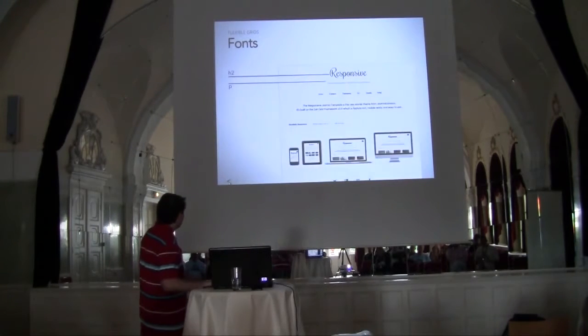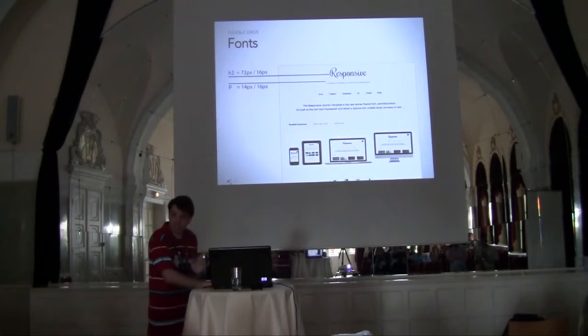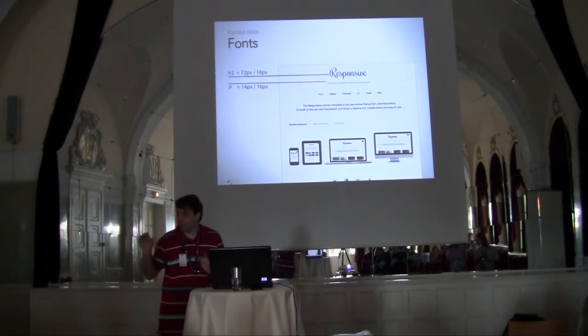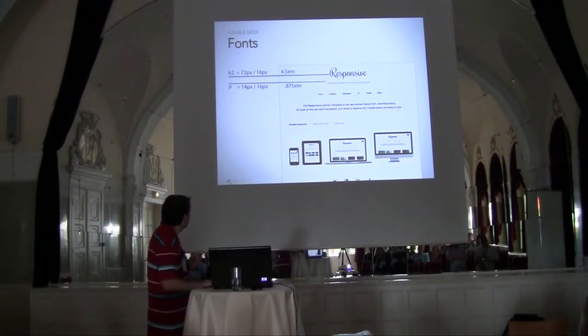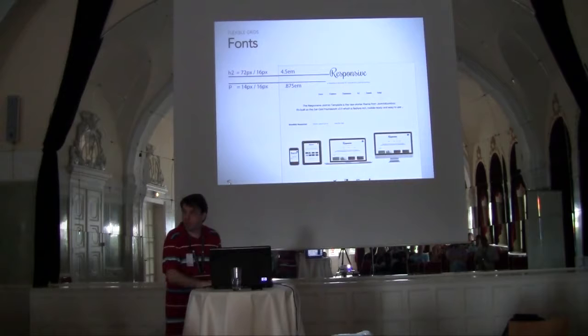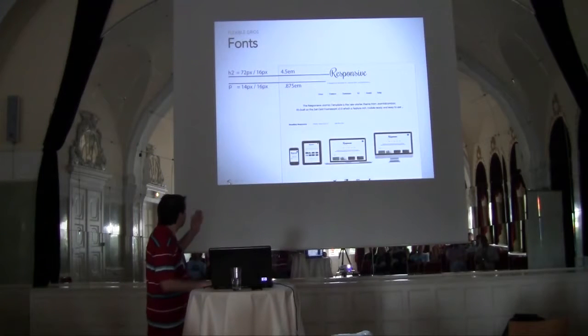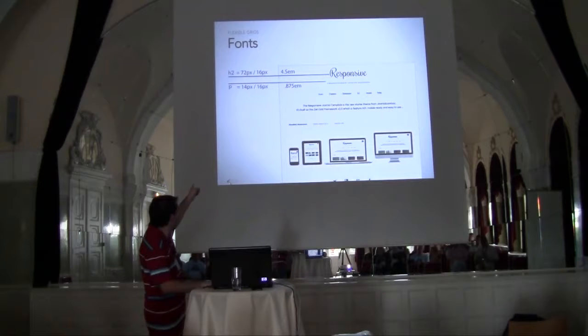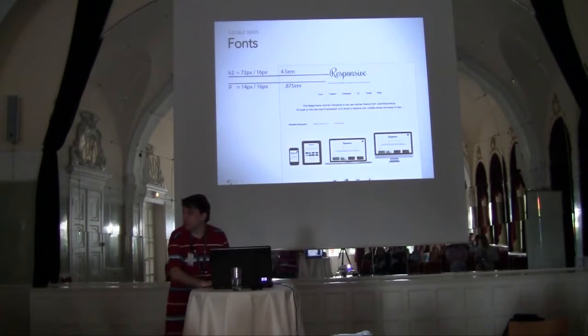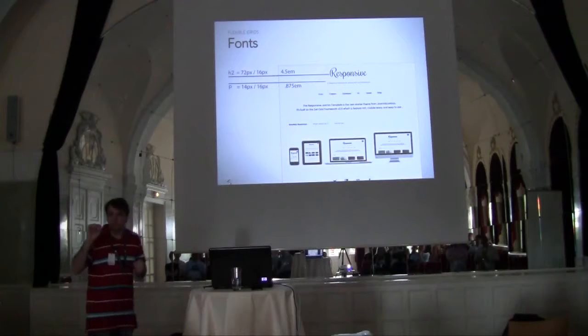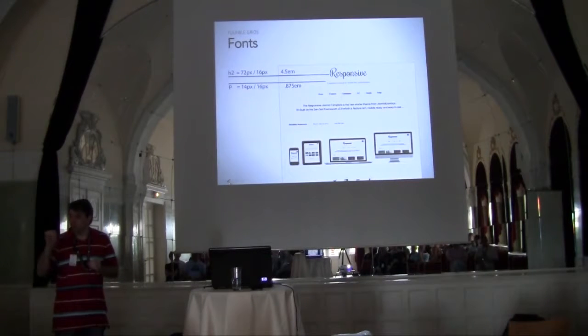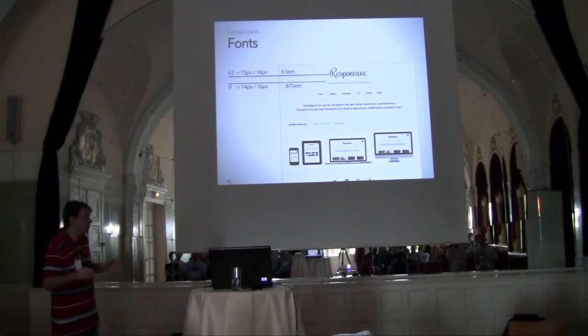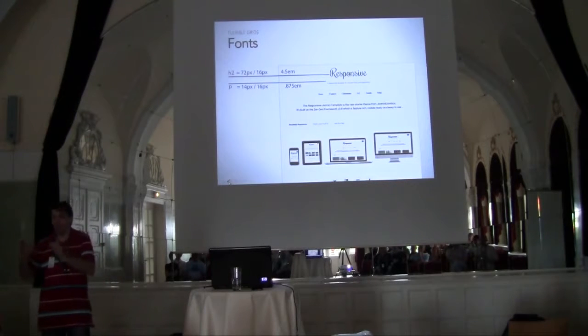How are we going to do that? We have the H2 with 72 pixels, right? So what we do, we divide by 16, which is the main size, and then we have 4.5 EM. Or 0.875 EM, which is the paragraph, the 14 pixels. If you put EM in your CSS, that will nicely adapt to all sizes of the device. That's really the correct way.